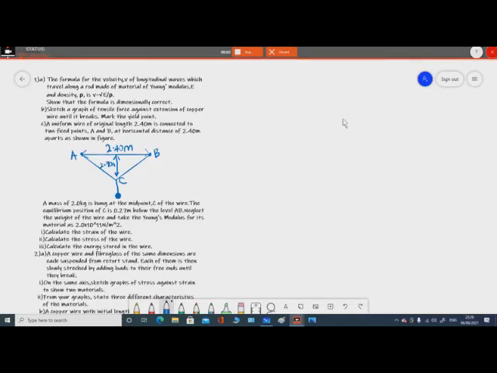Okay, so let's continue for our revision of the chapter Deformation of Solids. So let's proceed. Let's start with number one.